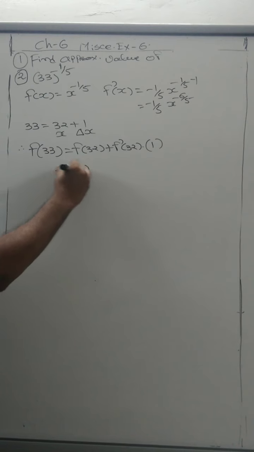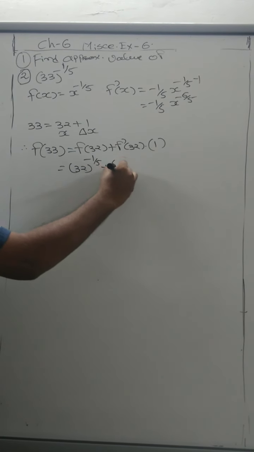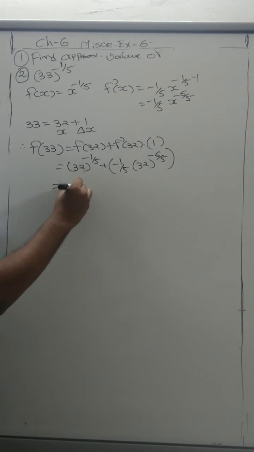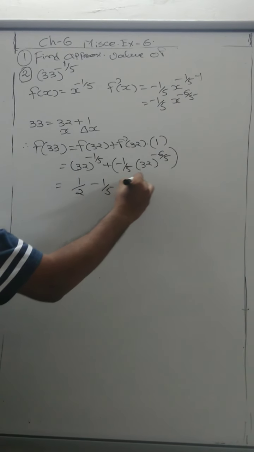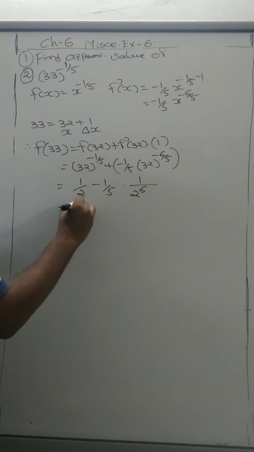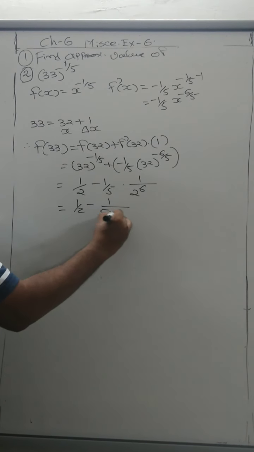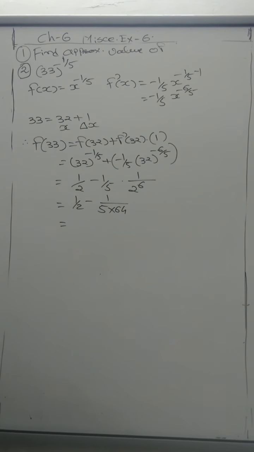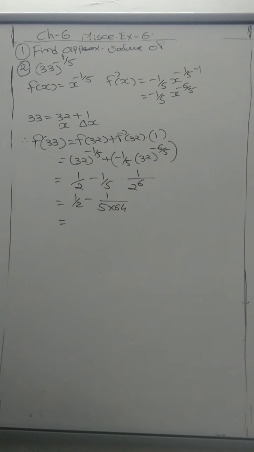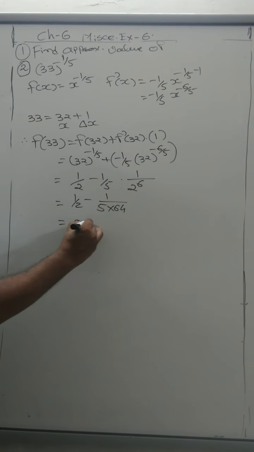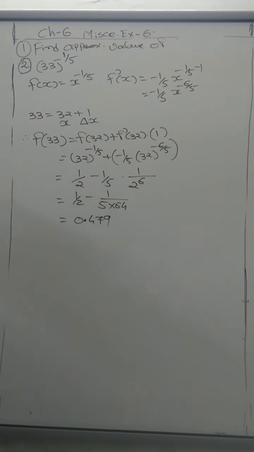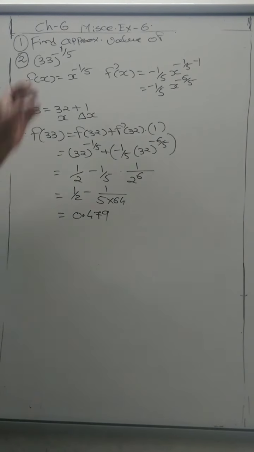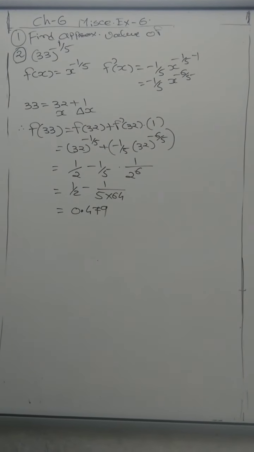f(32) is 32^(-1/5) + (-1/5)(32)^(-6/5), which is equal to 1/2 - (1/5)(1/2⁶). It is 1/2 - 1/(5 × 64). Then we find the approximate value of this, which is 0.479. Okay, so this is our answer. So this way we can find the approximate value of 33^(-1/5).